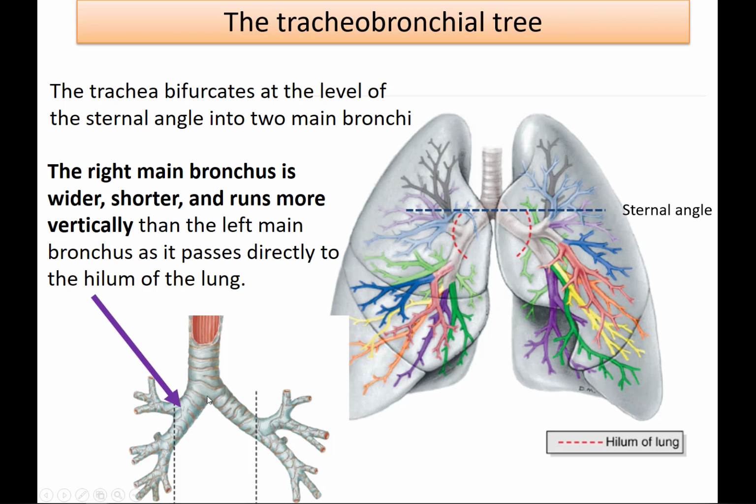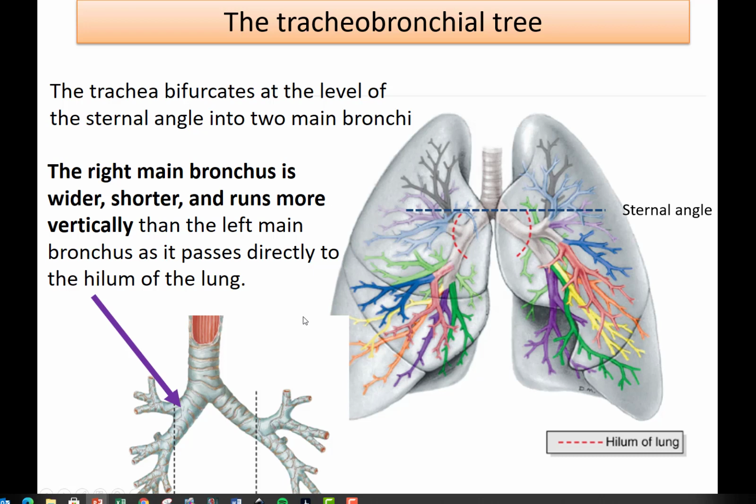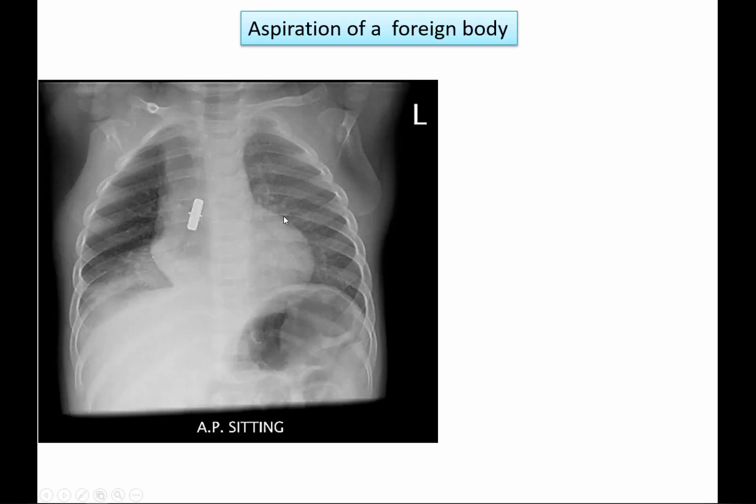That is the reason why, if we have a foreign object aspirated into the lungs, it most likely will lodge in the right mainstem bronchus, as you can see here. This is one of those little things that you pop into your bookshelf to hold the shelf up. This ended up getting inhaled by a very small child, it seems.